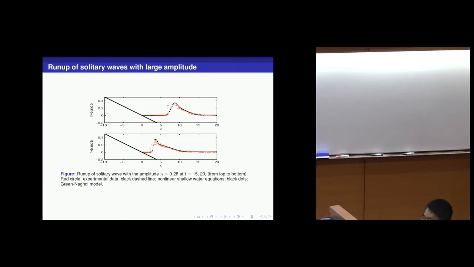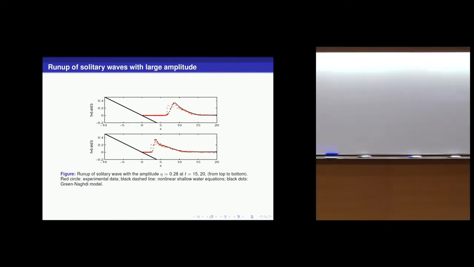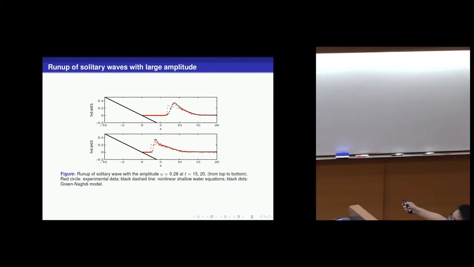Anyway, now that's the same level for the shadow. But however, considering the dispersion, the Green-Naghdi model is much, much better, because we can see that for the numerical simulation, the Green-Naghdi model can be used to preserve the shape of the wave very well, much better than the hyperbolic shallow water waves. So that's the first example.